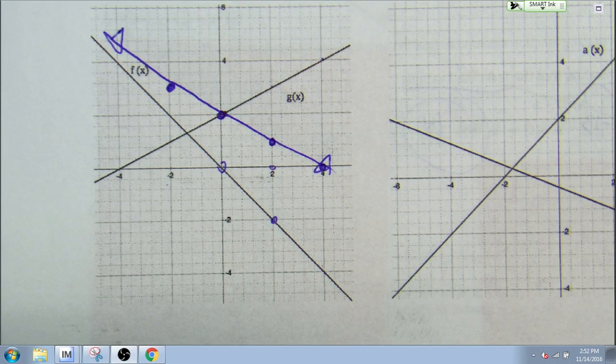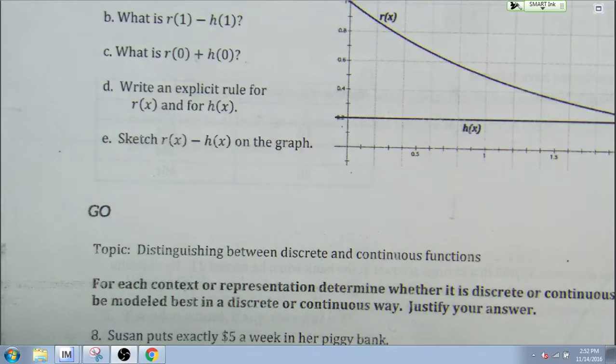All right. So then we have one more section we need to cover. Let me see if I can find it. There we go.